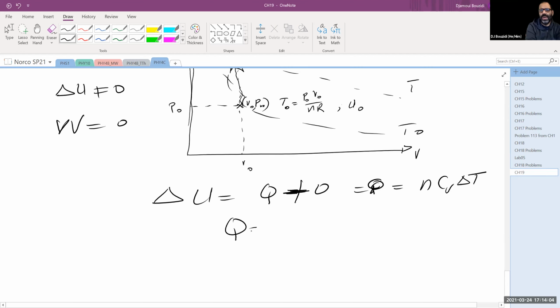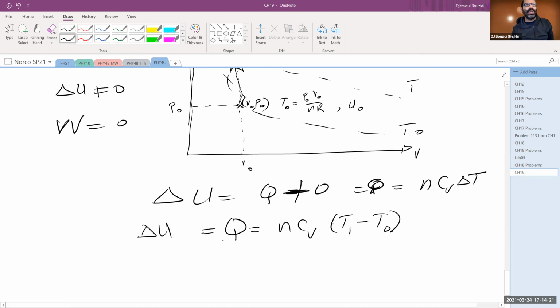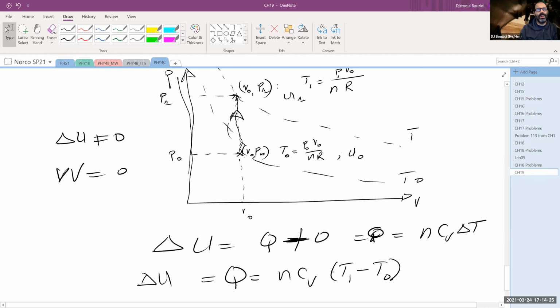So in this case, Q is simply equal to n times Cv times T final, which in my case, I wrote the T1, minus T initial. So that is how much delta U is, that's how much the energy has changed. And that's how much heat was added to the system. So you have to heat it up from T0 to T1. So you have to dump heat into the gas in this case.